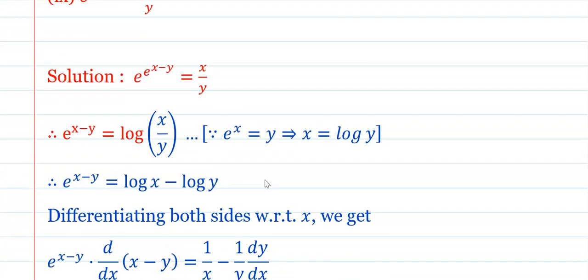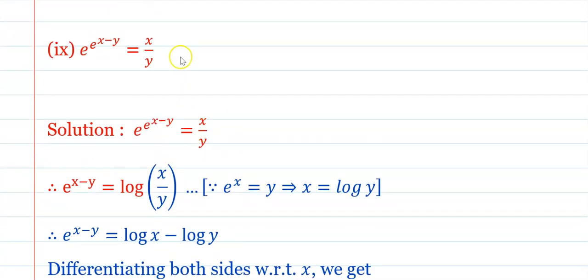Now, the last problem from question number 3: e raised to x minus y is equal to x upon y. Now this is again an implicit function. पुन्हा या एक्सपोनेन्शियल फंक्शनच आपल्याला लॉगरिथमिक मध्ये कन्वर्ट करता येईल.